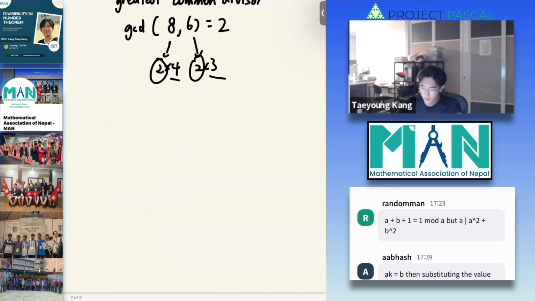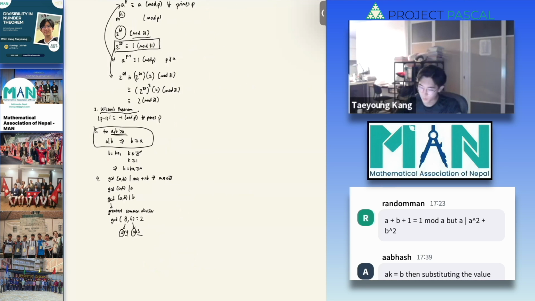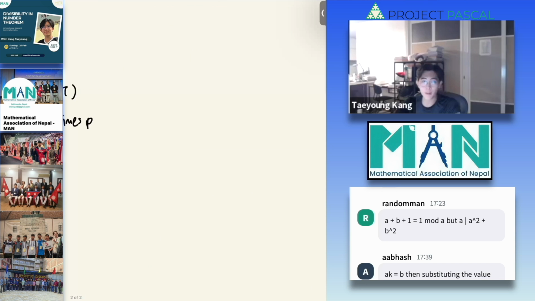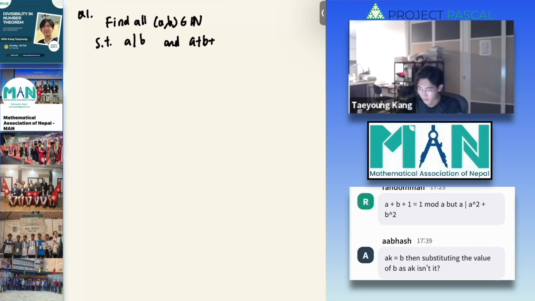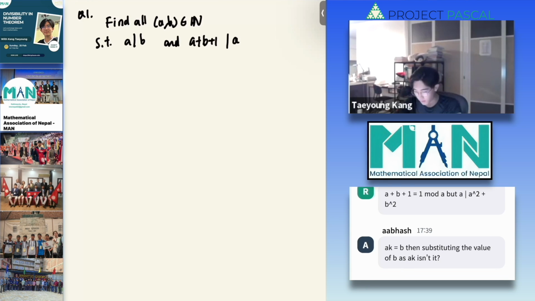I think I saw a lot of people trying problem number 1 in the general chat. Okay, so question 1. We have that find all a, b such that a divides b and a plus b plus 1 divides a squared plus b squared.